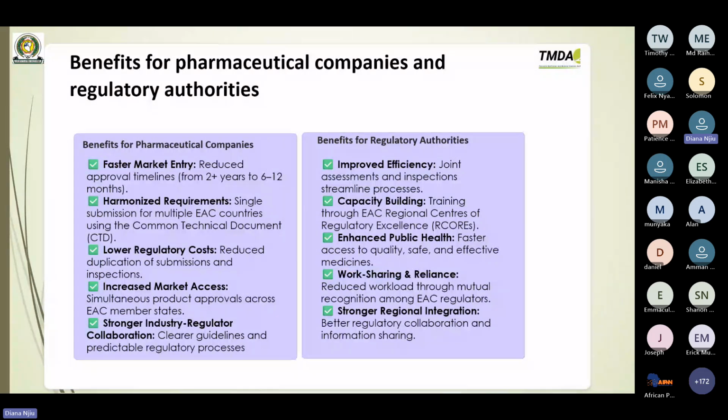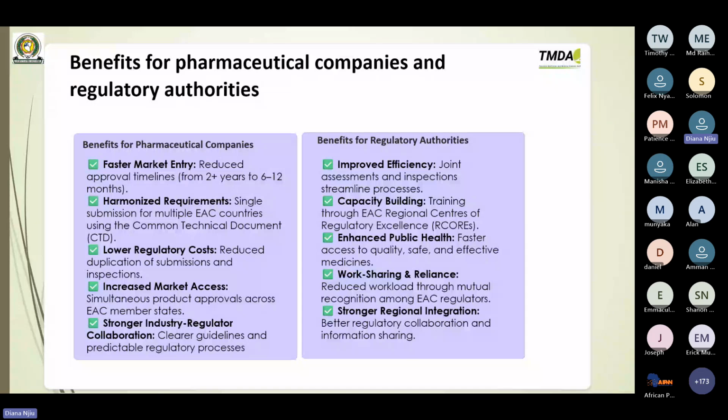This is just based on the data and the review that have been shown, that applications that go through this route take a shorter time compared to approaching each individual country individually, where they assess the technical information and come back to the applicant. There are also harmonized requirements. It means a single submission for multiple EAC countries using the common technical submission. And there will be lower regulatory costs, reduced duplication of submission and inspections, and also increased market access.